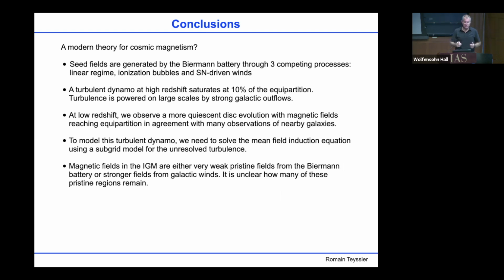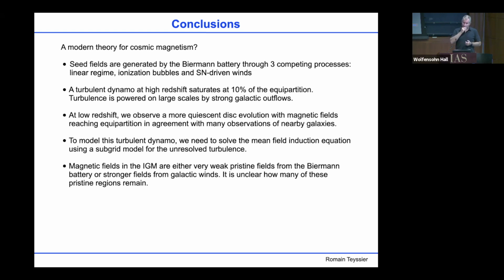I didn't really mention this too much for lack of time. But the IGM will be populated by a much stronger field than this tiny 10 to the minus 20 Gauss field, through the galactic outflows. And the question is, how much of the IGM can you pollute with this magnetic field? Do you have some pristine 10 to the minus 20 Gauss regions, or is the universe full of nanoGauss magnetic field? That's the big question.